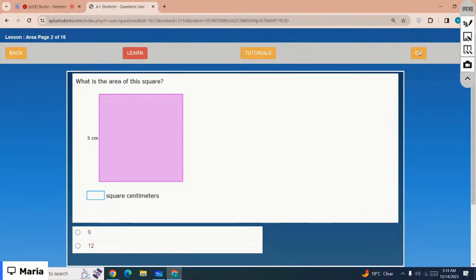12. No, 9 it is. Because square has all, you don't have to add them. That is the area, not the perimeter. You have to do the area of the square, which is side times side, right? So 3 times 3 it is 9. The correct option is 9. Got it?